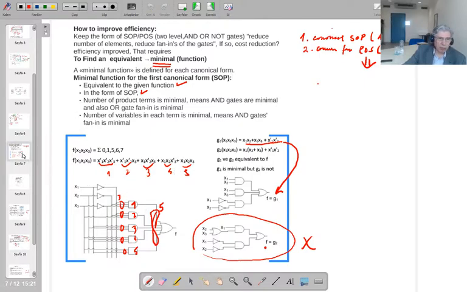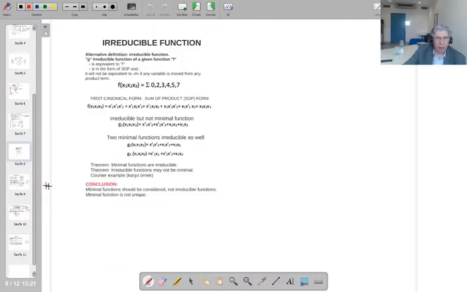So what is this minimal function? There is another definition. It is called a reducible function. This definition might seem the same as the minimal function, so we have to differentiate those two. Which one we're going to prefer, we have to make the decision on that. How are we going to make the decision? You see here, this is a function. This function underneath is the sum of product form of this. This is the first canonical form.